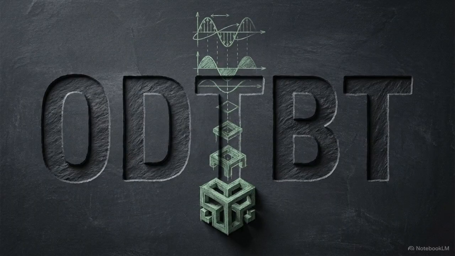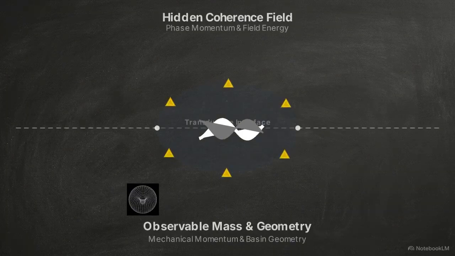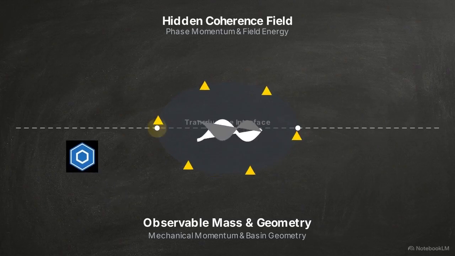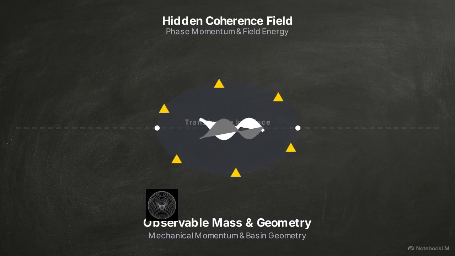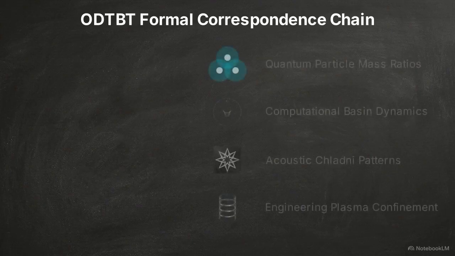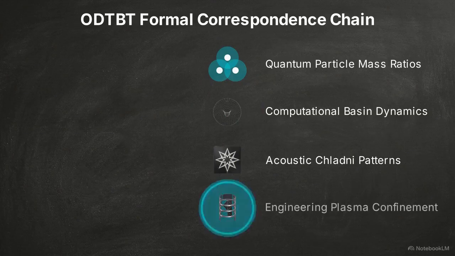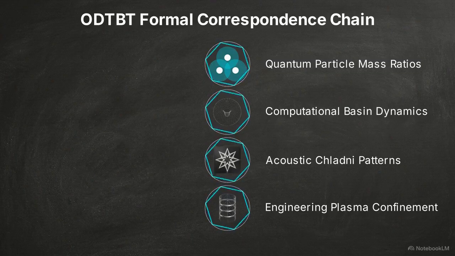The first T is transductive. It is an adjective describing a native property of the system, not an external process applied to it. The system converts phase momentum into mechanical momentum and field energy into basin geometry as an intrinsic property of its own structure. This diagram displays what bridging connects. It formalizes a link across 4 scales: quantum particle mass ratios, computational basin dynamics, acoustic Chladni patterns, and engineering plasma confinement. A continuous mathematical correspondence line drives through the hierarchy. The identical geometric equations govern all 4 distinct domains.